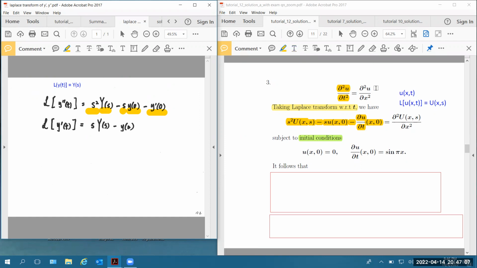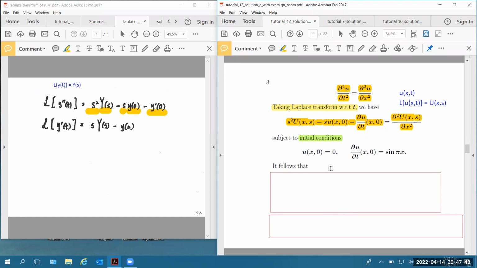Then let's do the right-hand side. Your right-hand side is the second partial derivative of u with respect to x. How do you Laplace transform it with respect to t? Since the Laplace transform is with respect to t, the second partial derivative with respect to x is not affected and is still there. You just Laplace transform the small u, and that gives you capital U(x,s). So that's why this one will give me this one here.